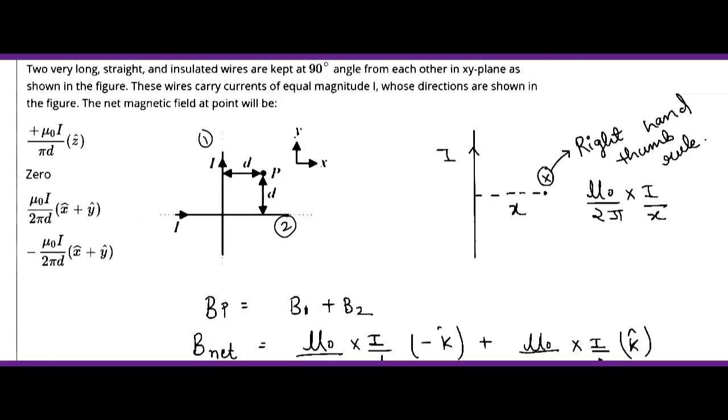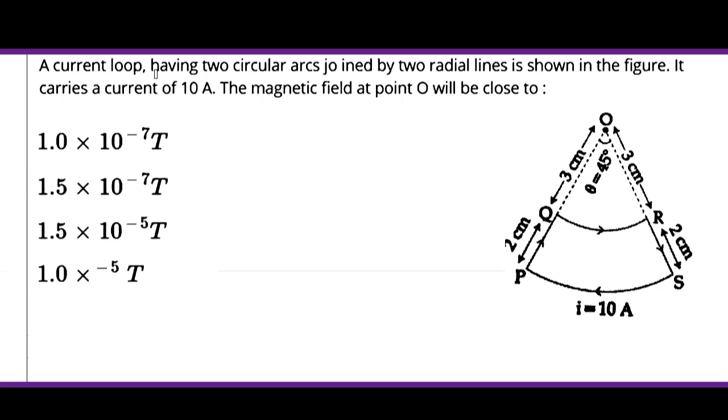The question says that a current loop having two circular arcs joined by two radial lines is shown in the figure. It carries a current of 10 ampere. The magnetic field at point O will be close to. So we are given an angle theta equal to 45 degrees.